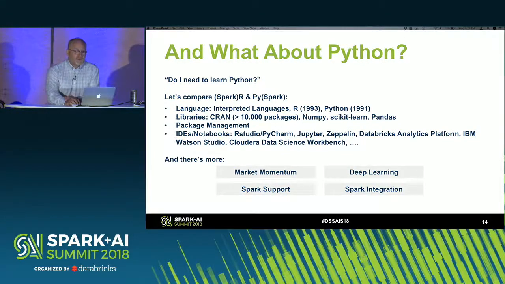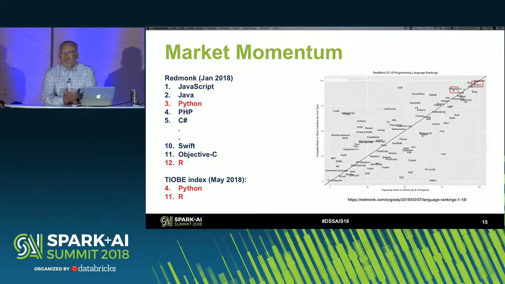What else do we have? We have four more aspects we looked at. One was market momentum, which we thought might be very interesting as well. We looked at two market researchers: one is a company called Redmonk, the other is the Tiobe index, and both come back with the same result. The results date to January and May 2018. The bottom line is there is a great deal of attention going into Python, but R is not trailing far behind. If you look at the whole landscape, both are very, very popular languages.